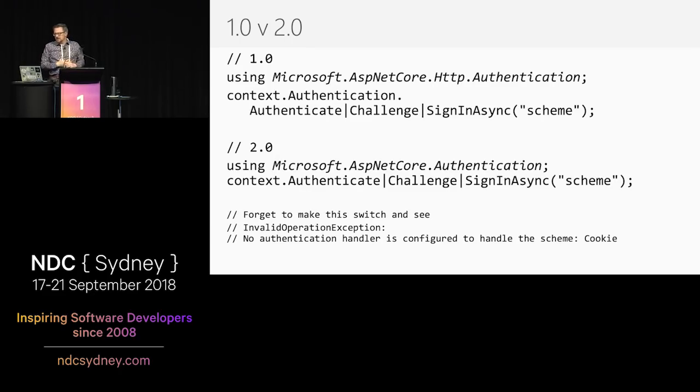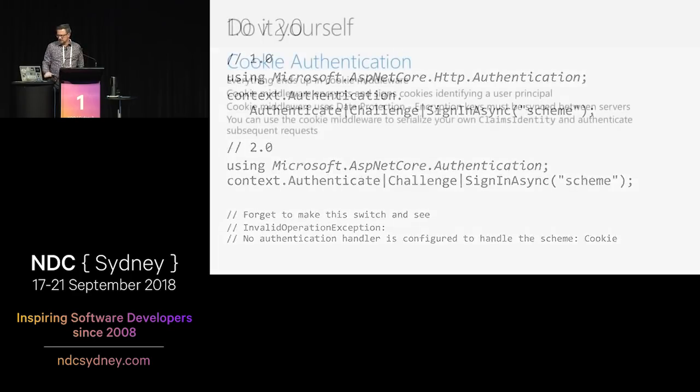And then if you are migrating from 1 to 2, you're really behind the times. You should have done that last year. We've changed how things work. So instead of everything being in ASP.NET Core HTTP authentication, we've just moved it up to authentication. And you use context.authenticate, challenge, and sign in to trigger all these things. If you forget to make the change, you get a weird error, or you get warnings saying you're using deprecated code.